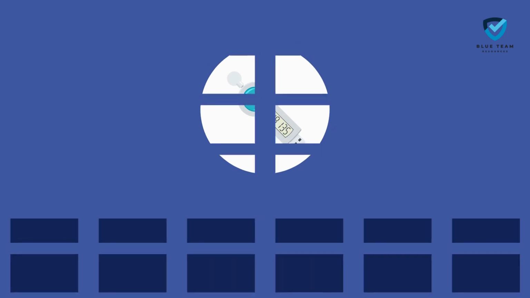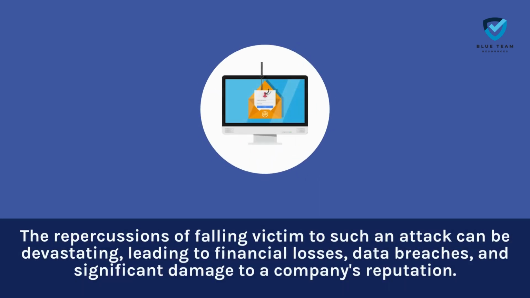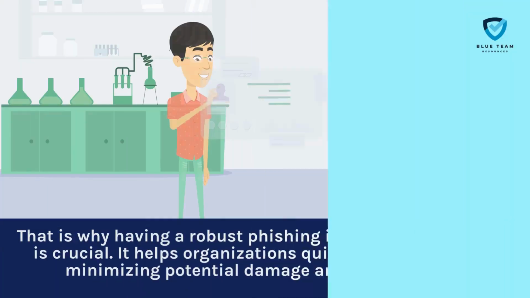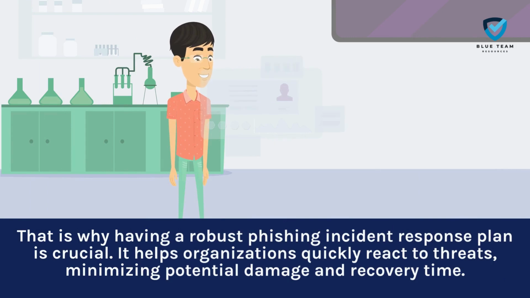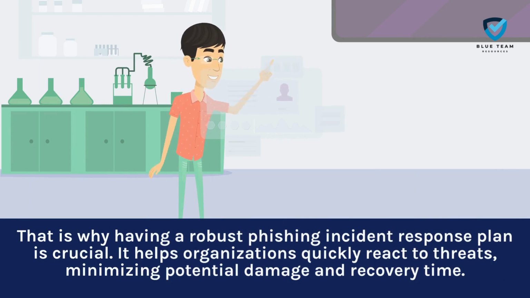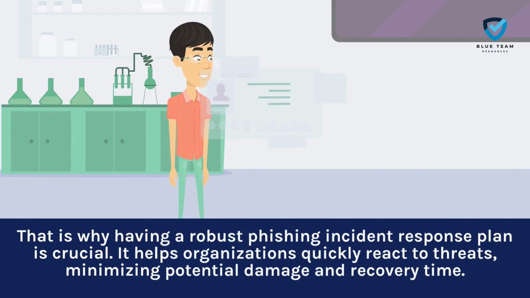The repercussions of falling victim to such an attack can be devastating, leading to financial losses, data breaches, and significant damage to a company's reputation. That is why having a robust phishing incident response plan is crucial. It helps organizations quickly react to threats, minimizing potential damage and recovery time.